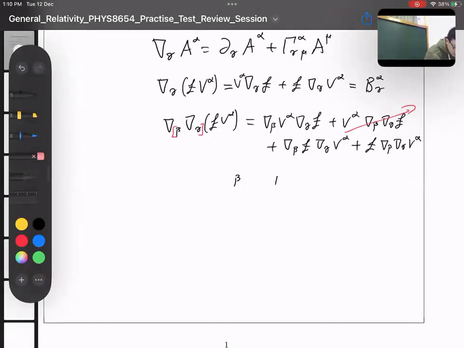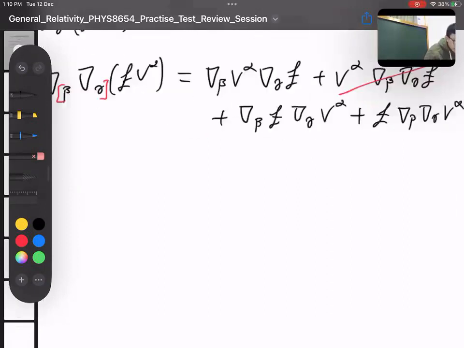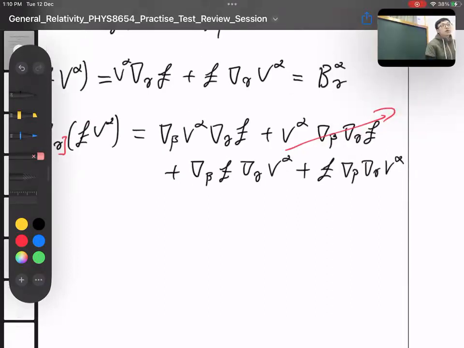So do you guys get why this one vanishes? Because this one becomes a partial derivative. So beta and gamma become partial. And then when you just take the commutator, they vanish. Yeah. But notice these two terms as well. These two are this one and this one. So you see this term is very interesting. This one and this one.